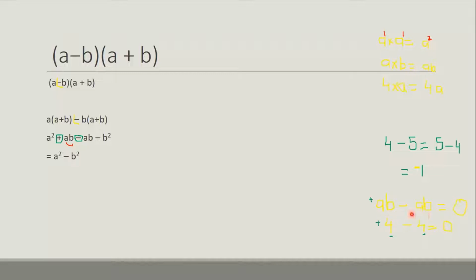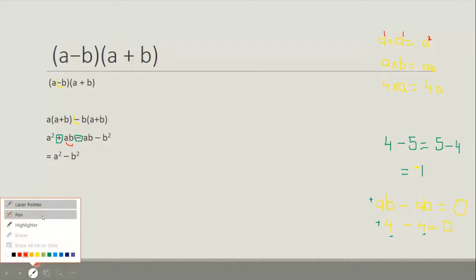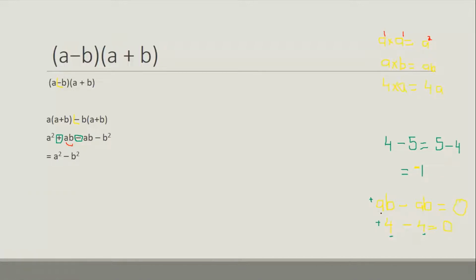So ab minus ab, because you have your ab here and you're subtracting ab. If you have ab and you're subtracting ab again, you're left with nothing, which is a 0. So we don't write the 0 here. All you say is a squared minus b squared. This is our last number.